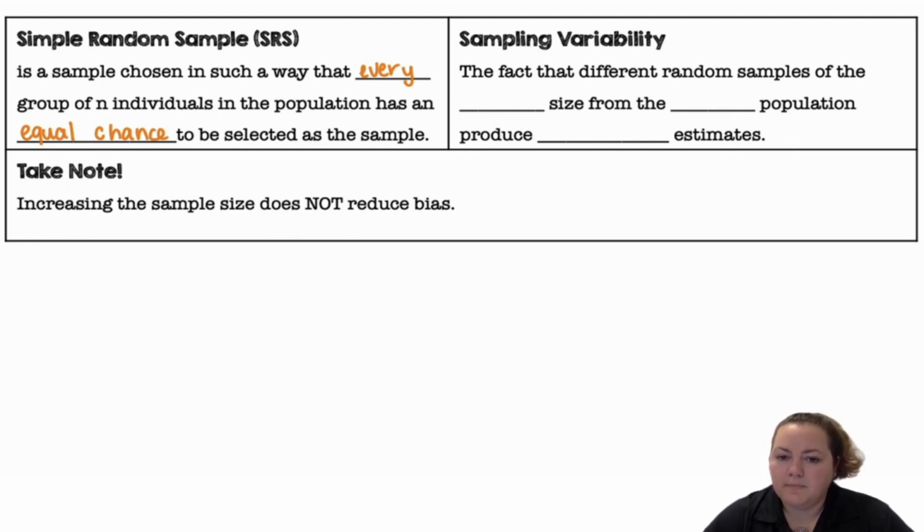Sampling variability is the fact that different random samples of the same size from the same population will produce different estimates. All right, another important thing to note is that increasing the sample size does not reduce bias. So if you collected your data using a biased method, even if you take a larger sample, it's still going to be biased.